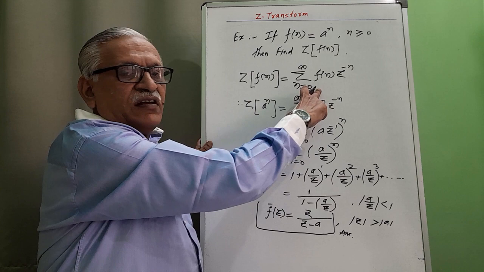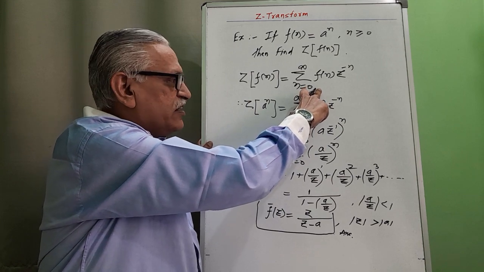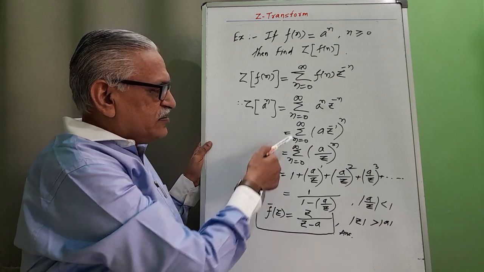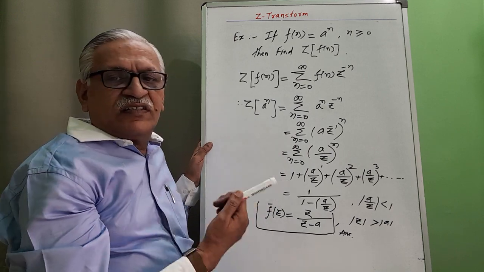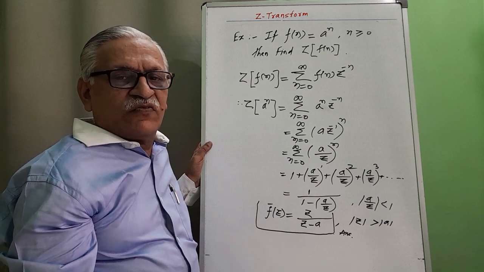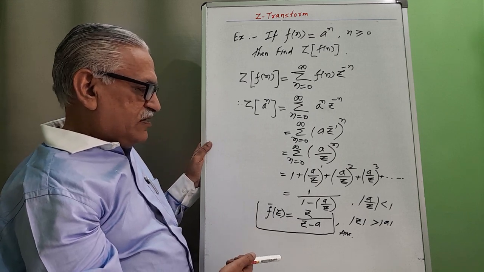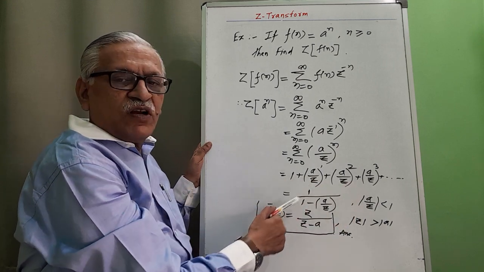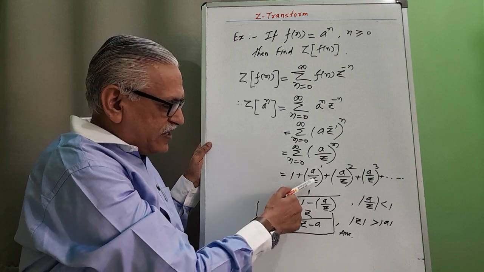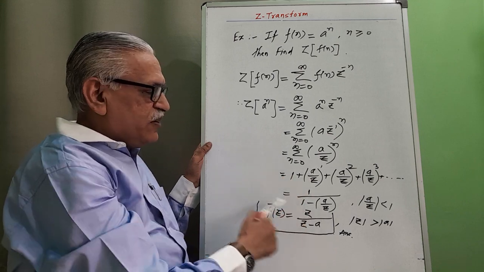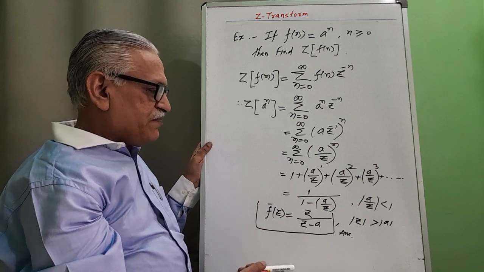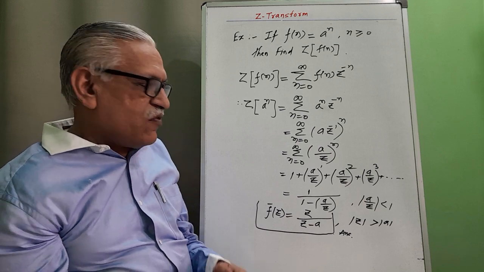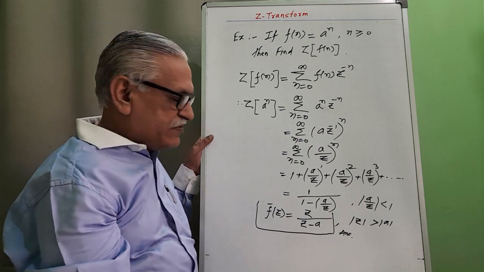By using this standard result we find the Z transform. See the simple steps, 1, 2, 3. In 3 or 4 steps we are able to get the required Z transform. The important one is this: the sum of this type of terms is nothing but 1 upon 1 minus capital X, and that capital X is here a by z. If you remember this step, you can easily obtain the Z transform of any given discrete function f of n.